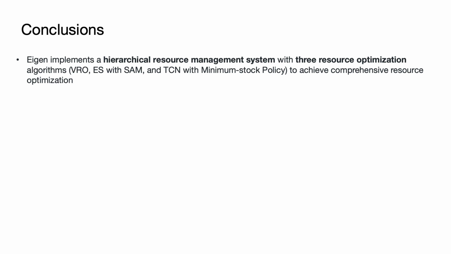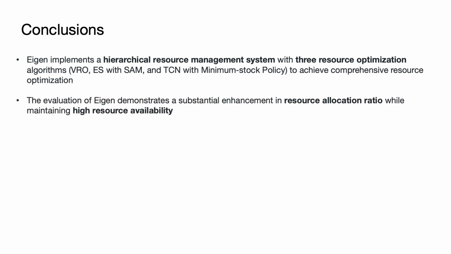Conclusions. Eigen implements a hierarchical resource management system with 3 resource optimization algorithms to achieve comprehensive resource optimization. The evaluation of Eigen demonstrates a substantial enhancement in resource allocation ratio while maintaining high resource availability.